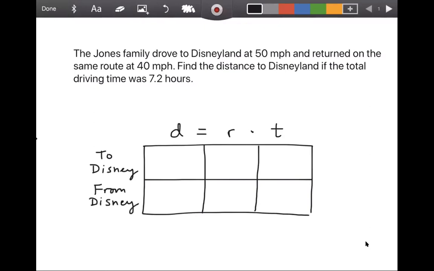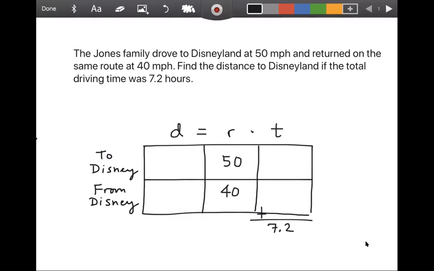Let's fill in what we know so far, and then when we get stuck, we will define a variable. I think I know everything there is to know about the rates. They drove to Disneyland at 50 miles per hour. They drove home from Disneyland at 40 miles per hour. At this point, I get a little stuck, because they tell me that the total time for the whole round trip is 7.2 hours.